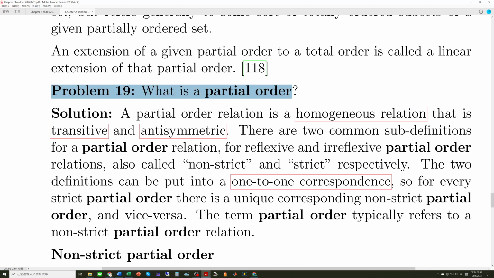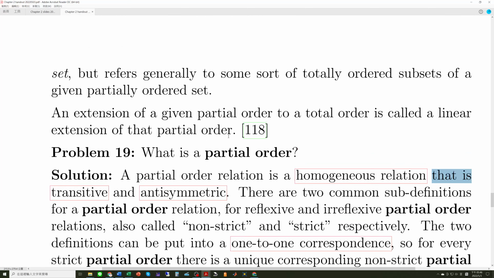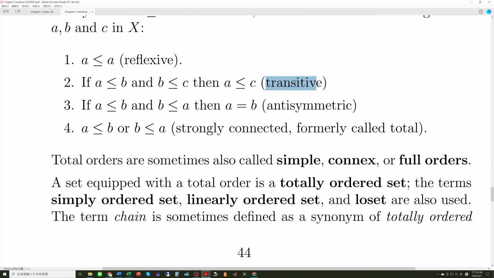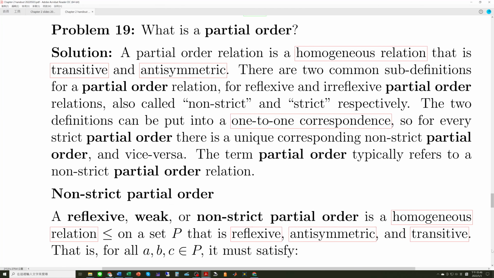Problem 19. What is a partial order? Solution. A partial order relation is a homogeneous relation that is transitive and antisymmetric. I will explain what a homogeneous relation is later, and what transitive and antisymmetric mean later. However, you can refer to the solution in the last equation. Here is the transitive and here is the antisymmetric. So let us go back to here.